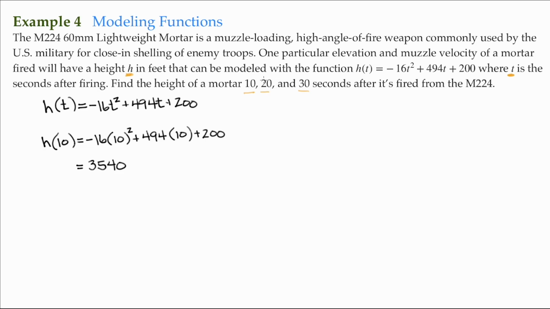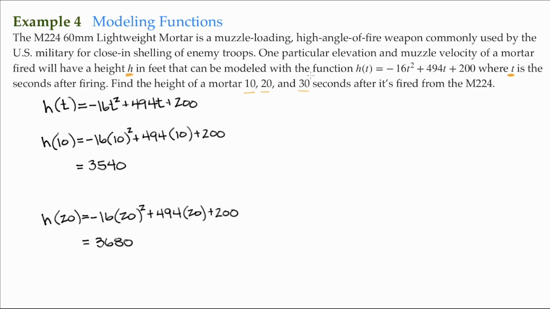And we'll do the same for 20 seconds. After 20 seconds, when the time is 20 seconds, what will the height be? Again, that's negative 16, 20 squared, plus 494 times 20, plus 200. So after 20 seconds, the height is 3,680 feet.